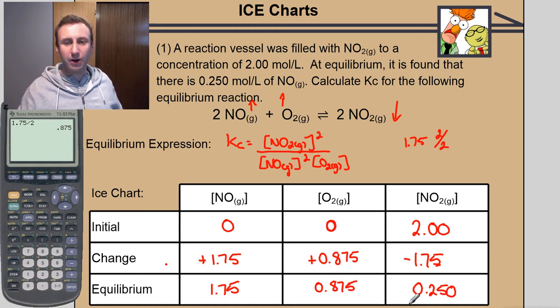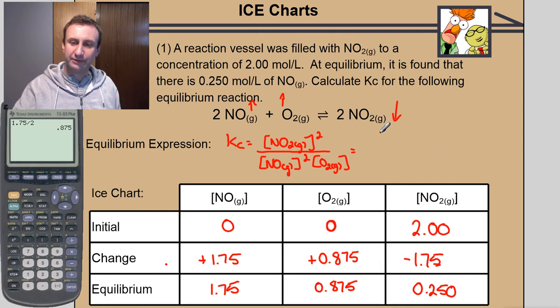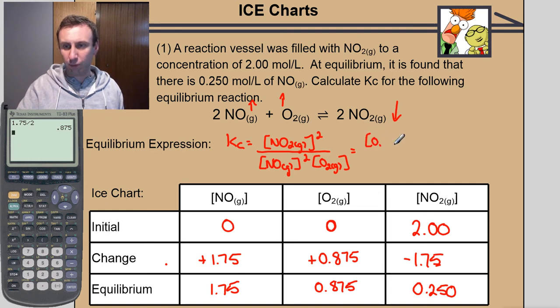So now I have all the information that I could possibly need to find my Kc. I'm going to go back up to this, so erase that little work there, and I'm now going to plug in my stuff in order to solve. So I have 0.250 squared divided by 1.75 squared and 0.875.